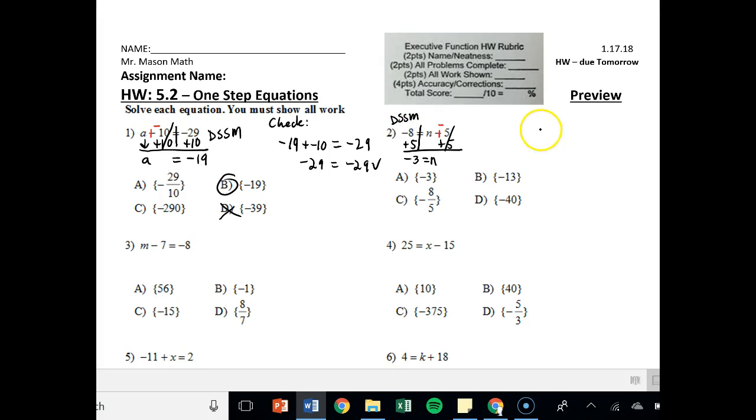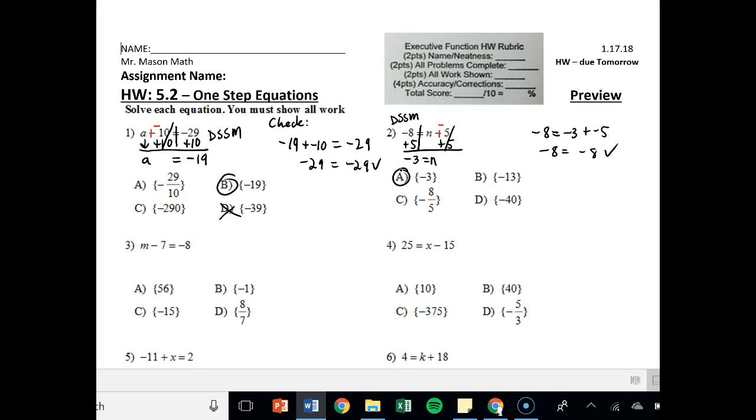Right? Now you're going to check. You're going to plug it in. So does negative 8 equal, all I'm doing is using this original equation and plugging my answer in, negative 3 plus negative 5? Well, is negative 3 plus negative 5 negative 8? Yes, negative 8 equals negative 8. So yes, I'm correct. So A is your correct answer.